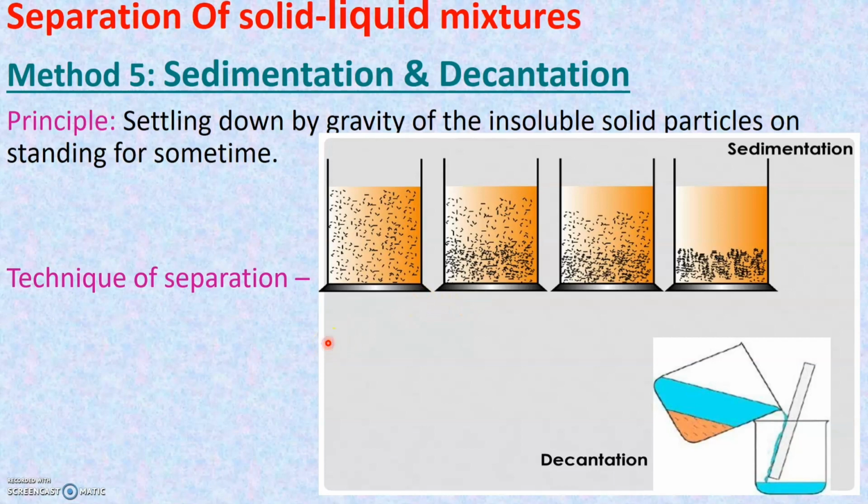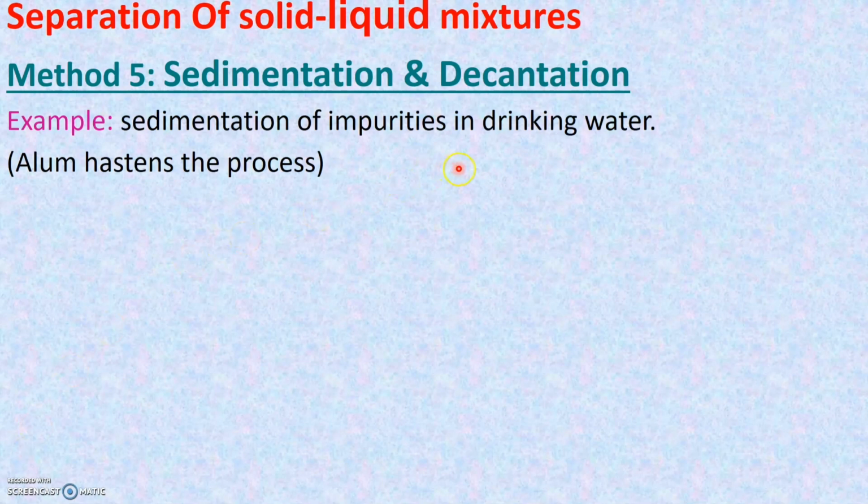Now let us see an example of sedimentation and decantation. An example of sedimentation that we are going to see now is one of the methods that we all do at home to purify drinking water. That is sedimentation of impurities in drinking water. Addition of alum, which is a chemical compound that is present in a solid form, will hasten the process of sedimentation, which means addition of alum to drinking water which contains impurities will speed up the process of sedimentation.